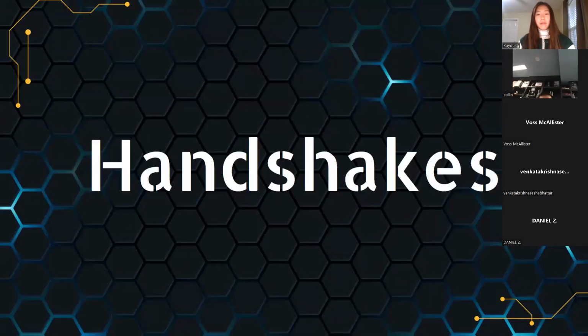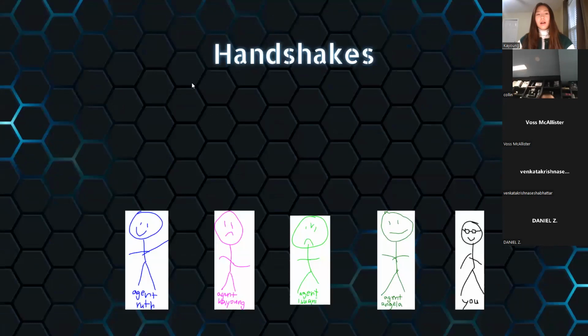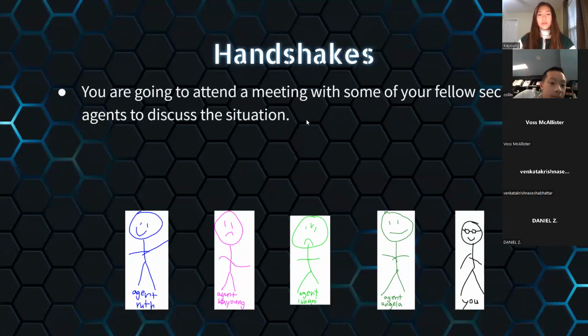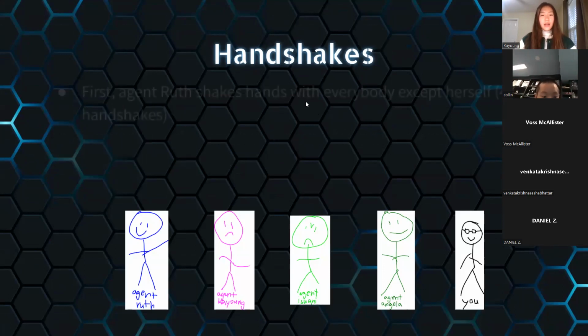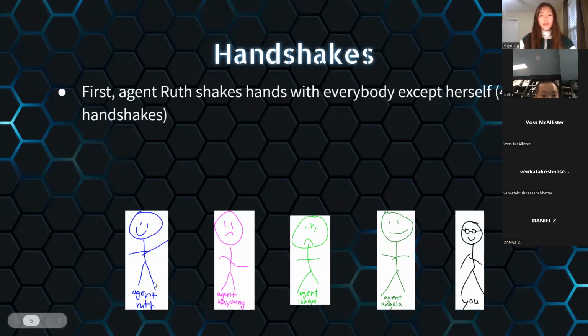Okay, handshake problems. So handshake problems are basically what they sound like. You are in this meeting to discuss the situation, and everybody shakes hands with everyone else. So how many handshakes occurred? First, Agent Ruth would get up and shake hands with everybody except herself. So that'd be 1, 2, 3, 4 handshakes, because you don't shake your own hand.